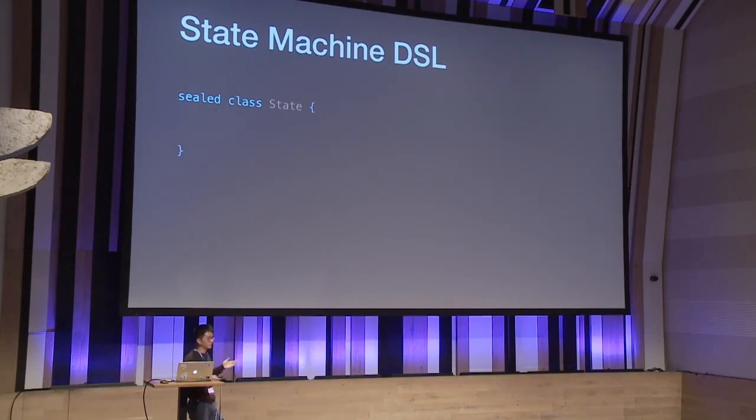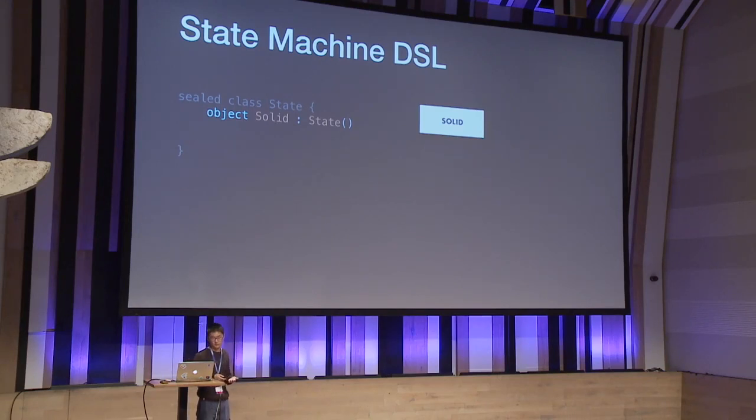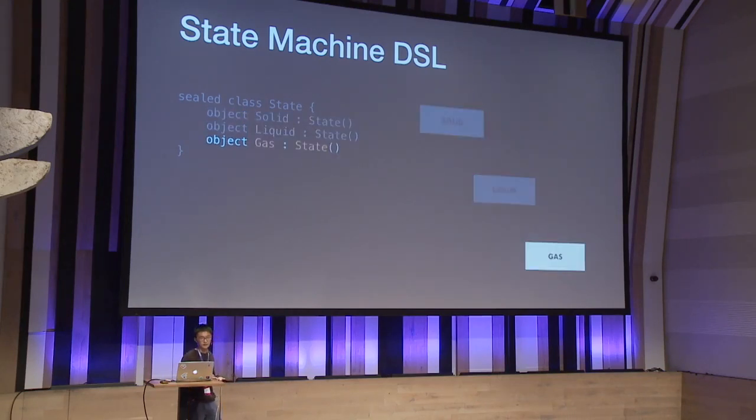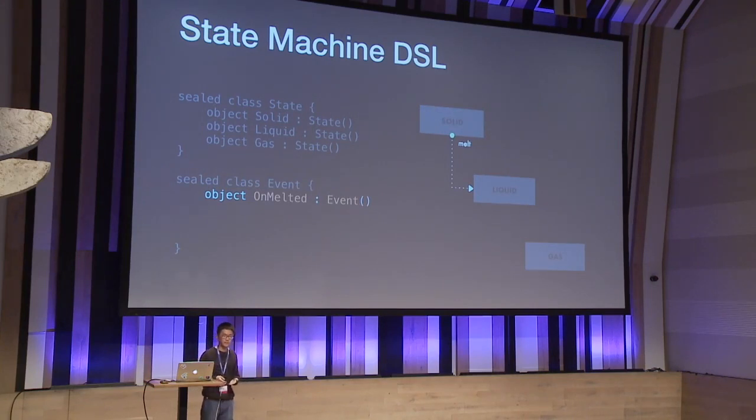And in order to build a state machine for water, we need to first declare the states. And we use a singleton for each state. And we'll need to declare the transitions between them. I will also use singletons for those.